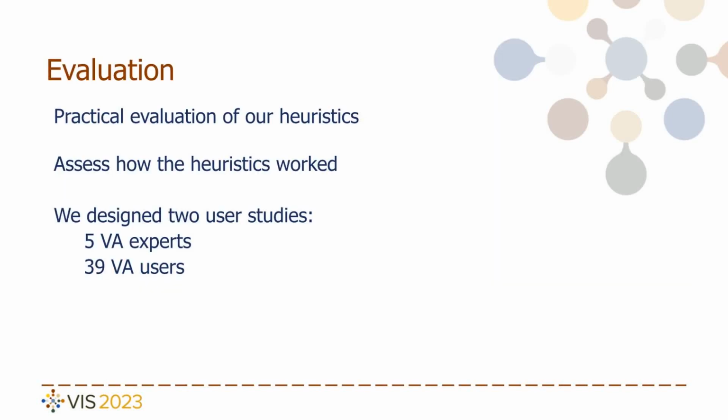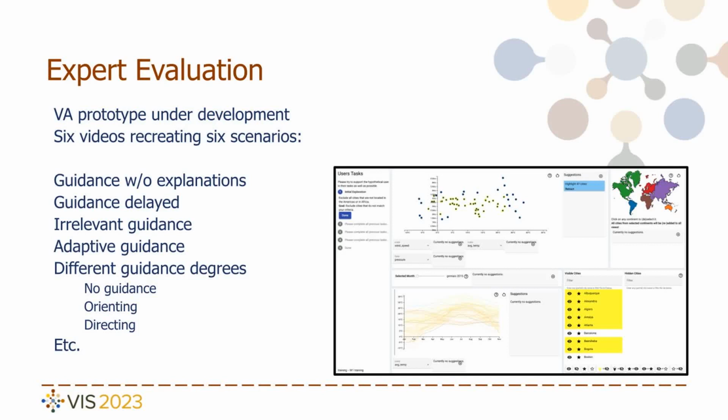In the last phase, we worked to assess how our heuristics worked in practice. For these reasons, we designed 2 additional user studies, one involving 5 visual analytics experts and one involving 39 visual analytics users. For the expert evaluation, to simulate the real usage of our heuristics, we employed them to evaluate a prototype of a guidance-enriched tool under development.